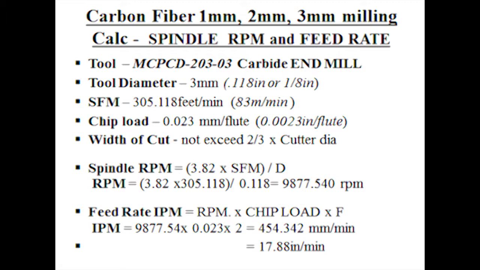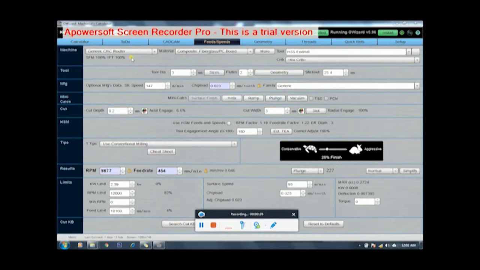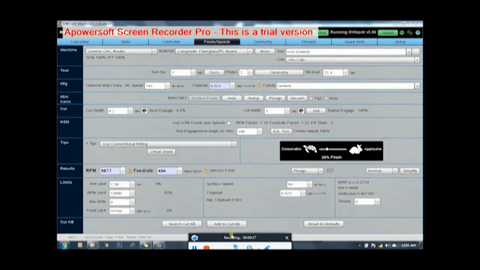I have defined the tool dia, SFM and chip load for the carbon fiber. The spindle RPM and feed rate can be calculated from the G-Wizard software. Here I have defined the material composite, then HSS end mill, tool dia 3 mm, cut depth. By simplifying the values, we get 9877 RPM and feed rate of 454 mm per minute.